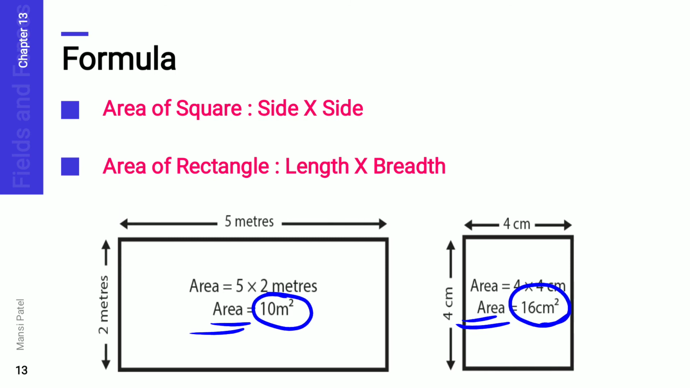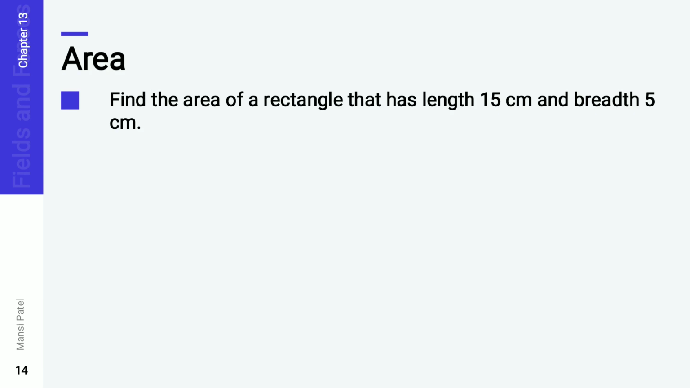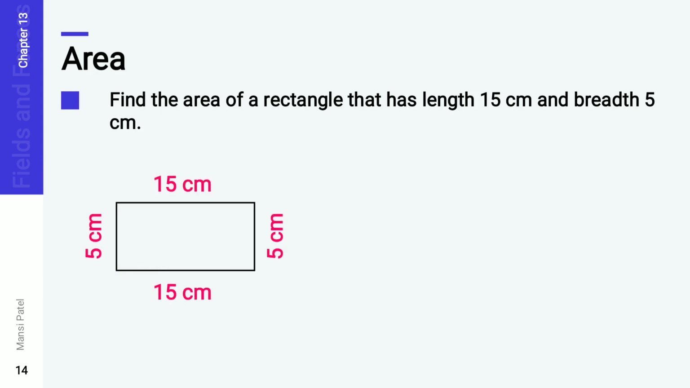Let us see more example to find out the area. In this you want to find out the area of rectangle that has the length is 15 centimeter and breadth that is the 5 centimeter. So in this you have to draw first rectangle and then measure, and then you have to write down their measurement, that is the 15 centimeter and 5 centimeter.